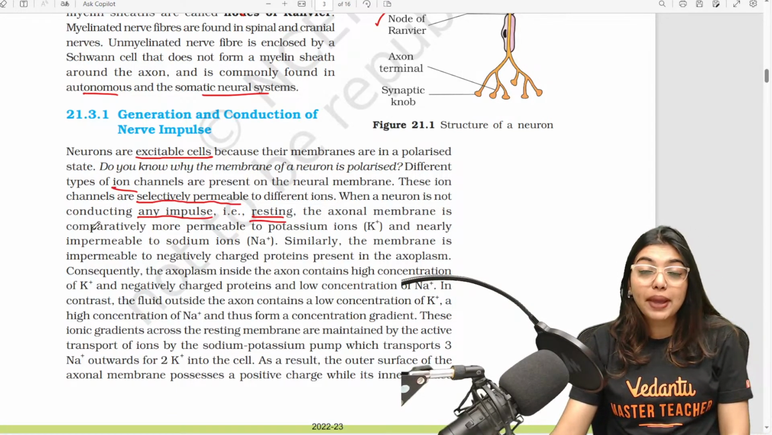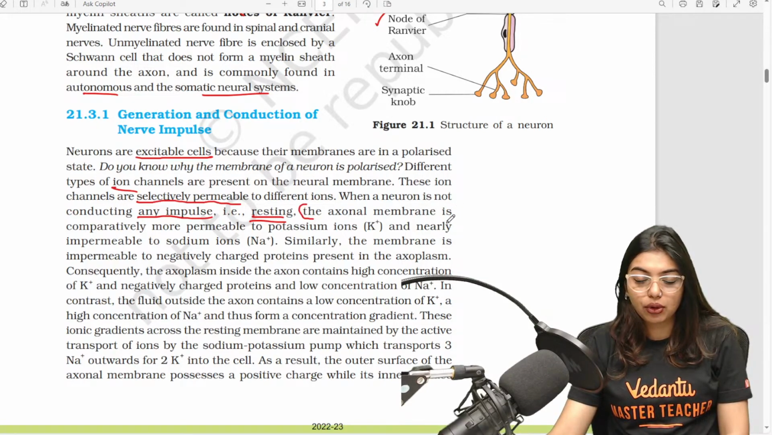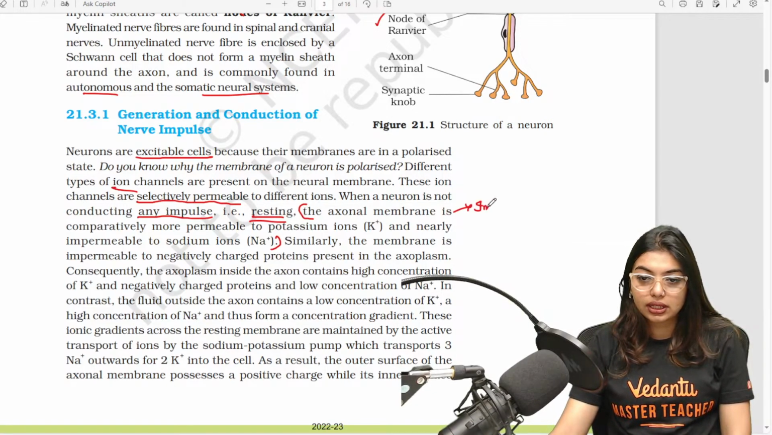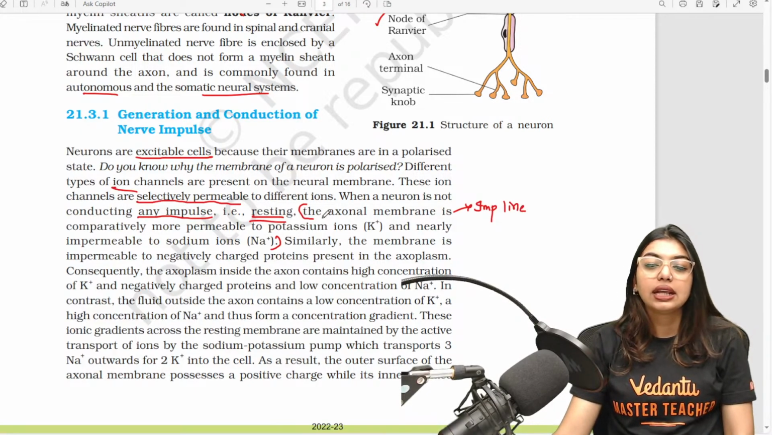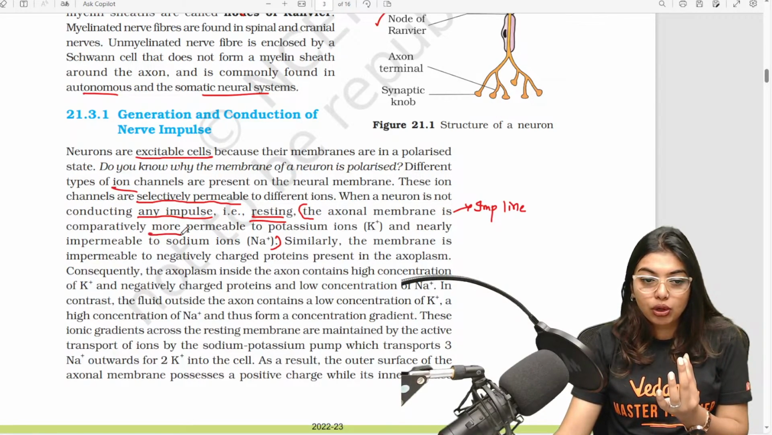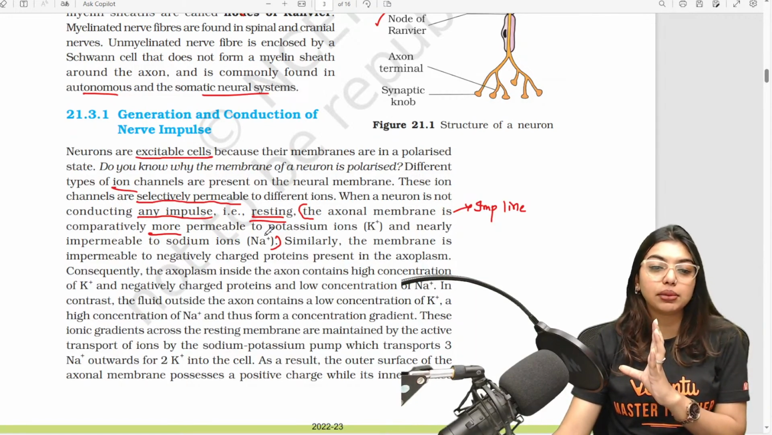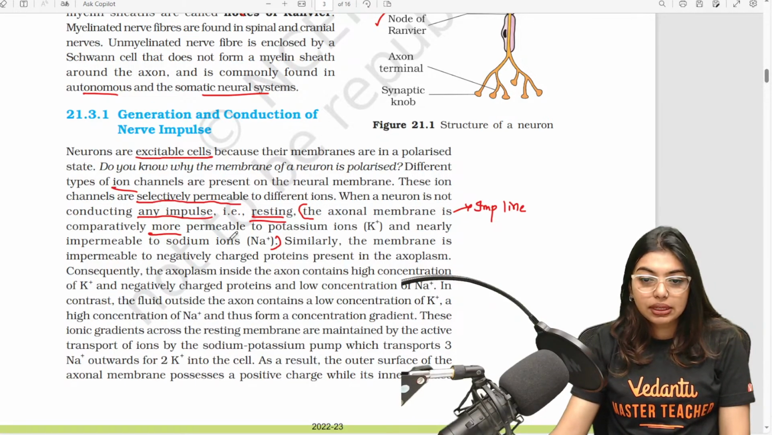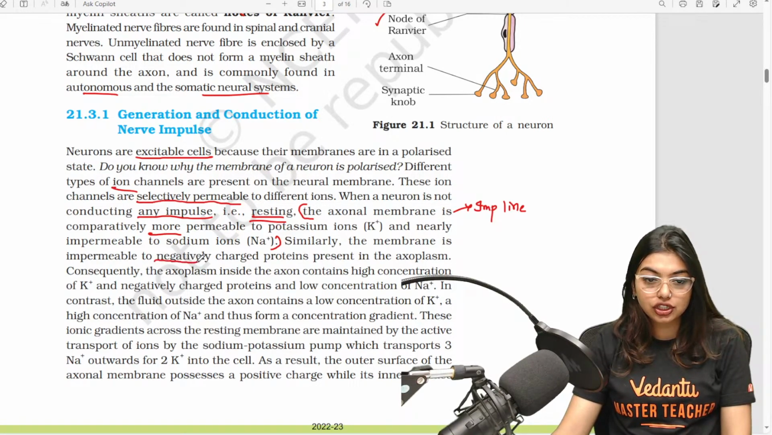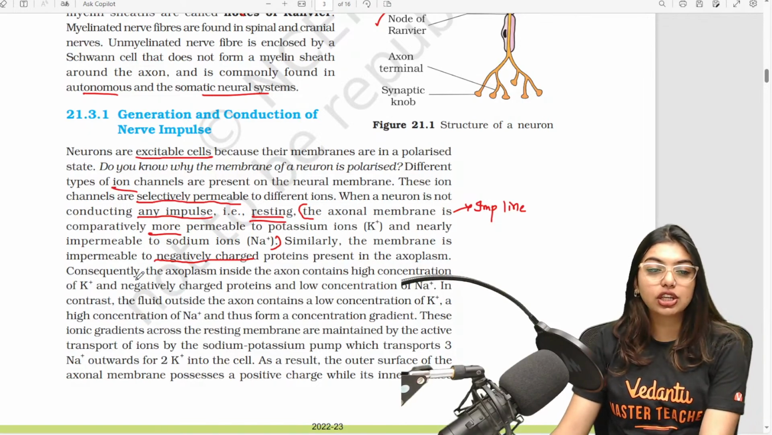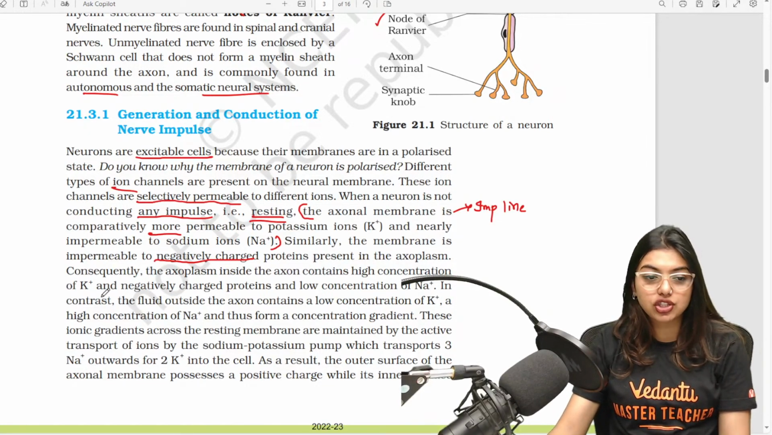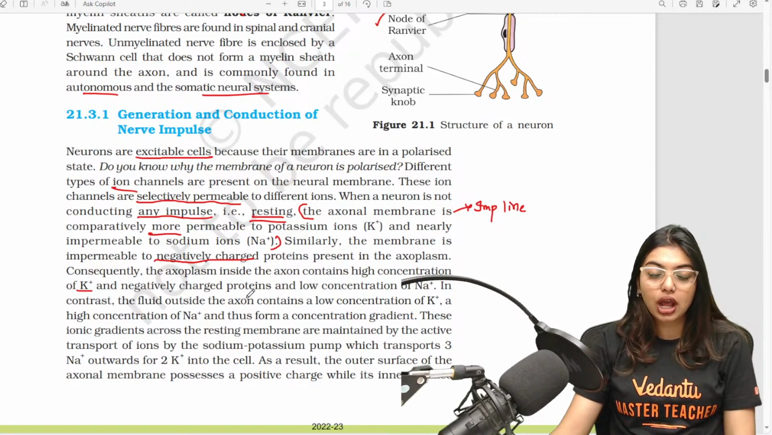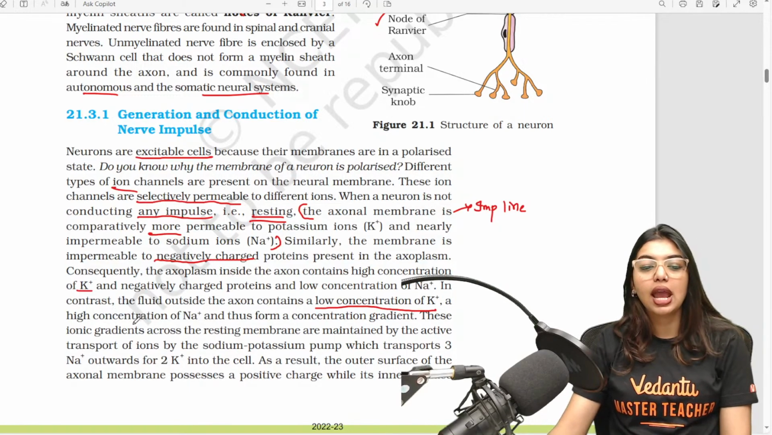The axon membrane is comparatively, students, this is a very important line from NCERT point of view, from your board point of view, from a NEET point of view. The axonal membrane is comparatively more permeable to potassium ions and nearly impermeable to sodium ions. Similarly, the membrane is impermeable to negatively charged proteins present in the axoplasm. Consequently, the axoplasm inside the axon contains high concentration of potassium and negatively charged proteins and low concentration of sodium. In contrast, the fluid outside the axon contains a low concentration of potassium and high concentration of sodium.